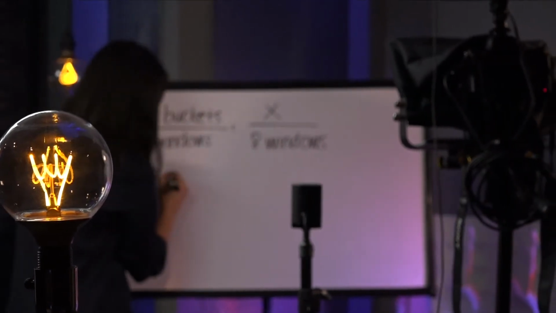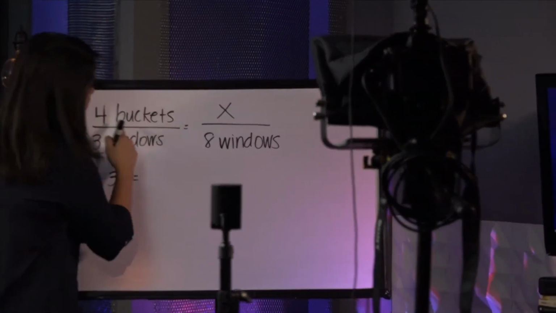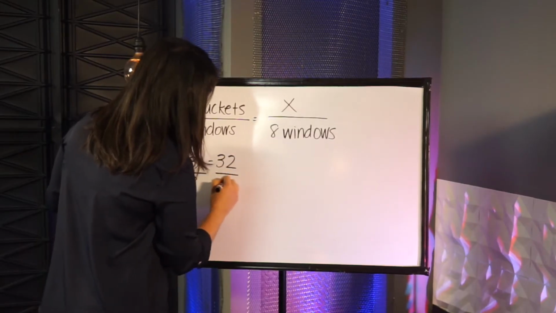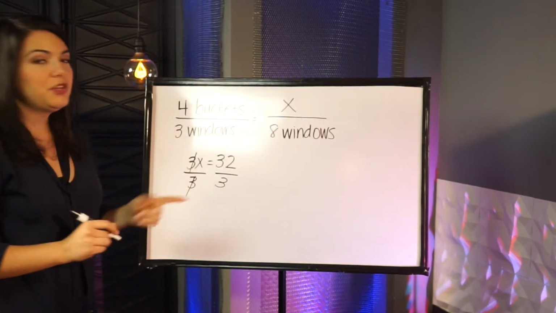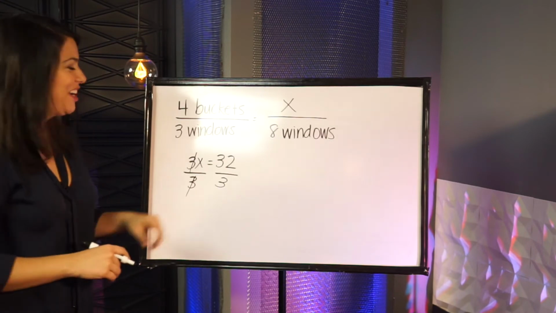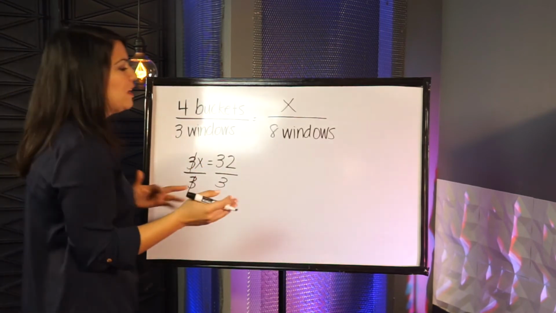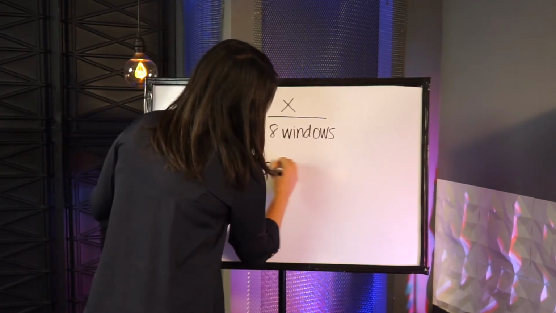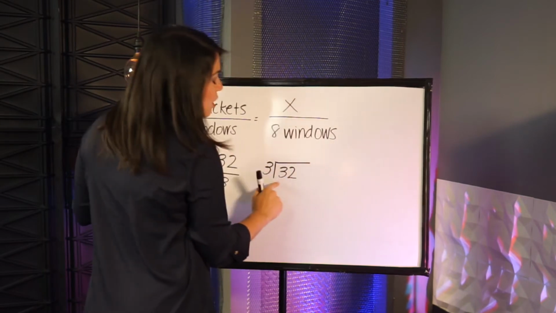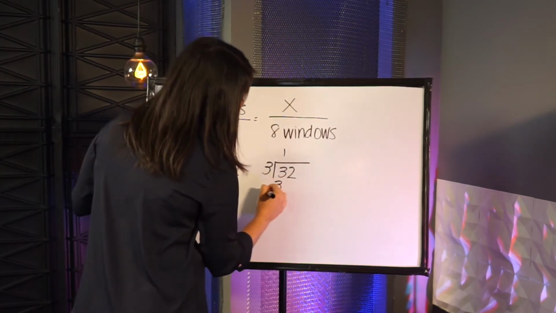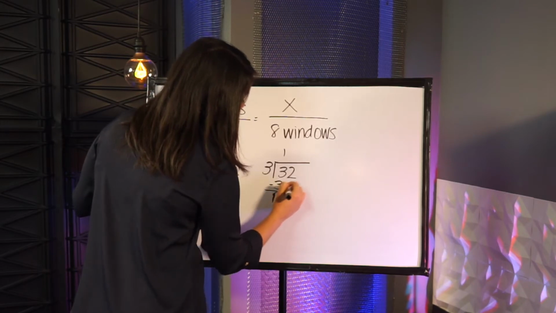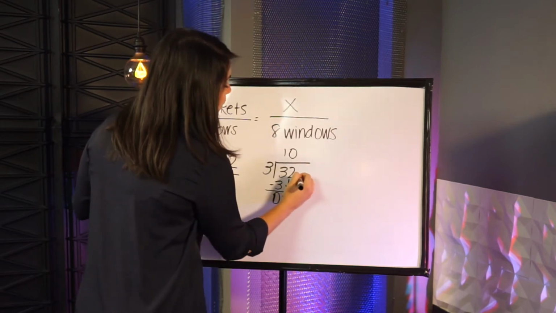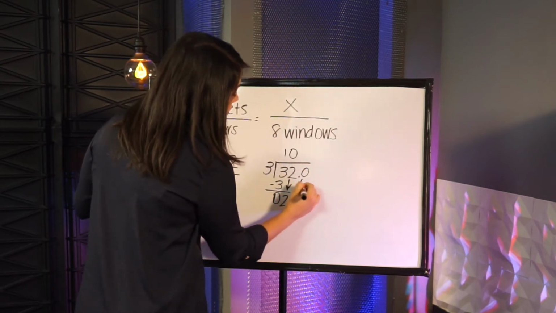So 3 times x is 3x. 4 times 8 is 32. We're going to divide by 3 because we want to isolate the x. 32 divided by 3 is not an even division. So we're just going to work it out and try to get it to maybe one number behind the decimal point. So 3 into 32. 3 goes into 3 one time. Sorry, that's a 0. We bring down the 2. 3 goes into 2 0 times. We can add a 0 and bring it down.